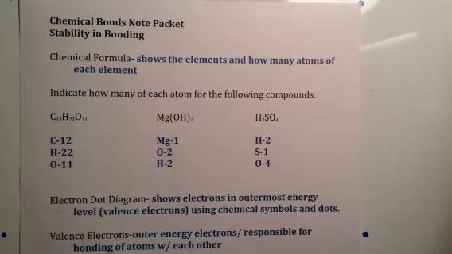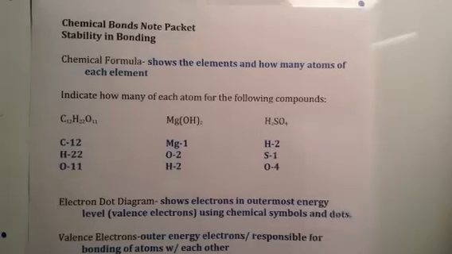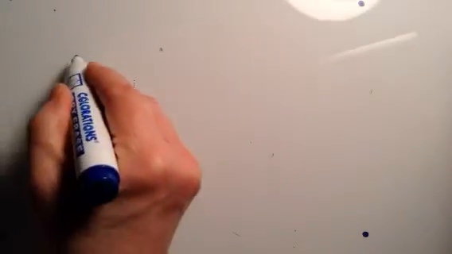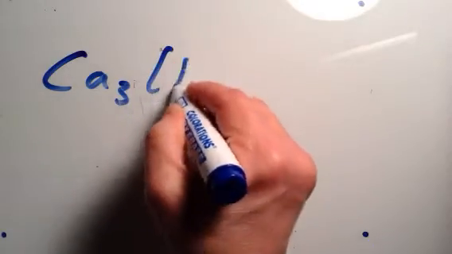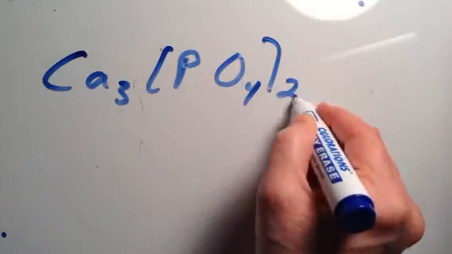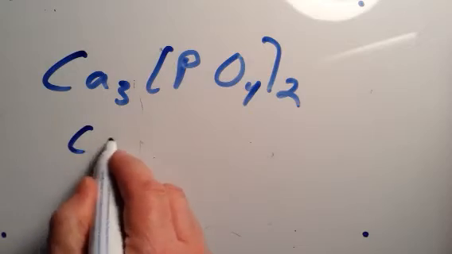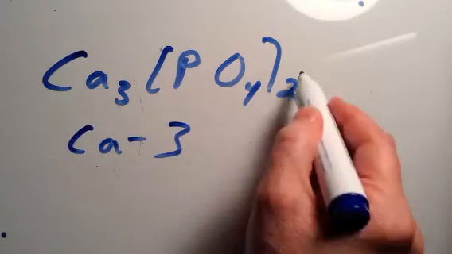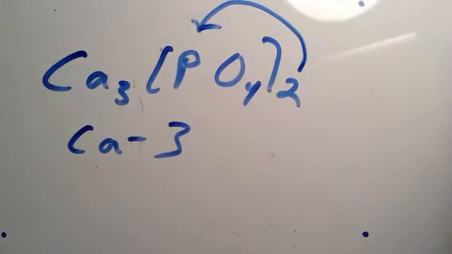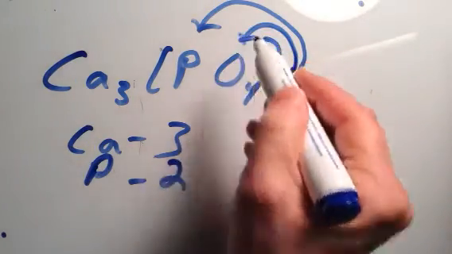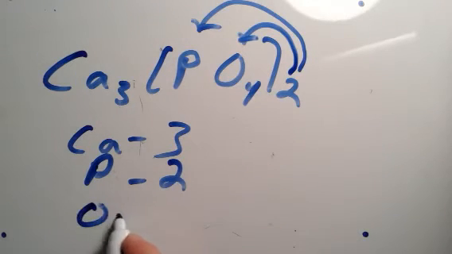A little bit more difficult of an example with distributing would be the Ca3(PO4)2 that we did in class, where you would have 3 Cas, the 2 would distribute to the P, and you would have 2 P's, and then you would multiply the 2 by the 4 oxygens to give you 8 oxygens total. So those were some of the things that we talked about in class for interpreting chemical formulas.